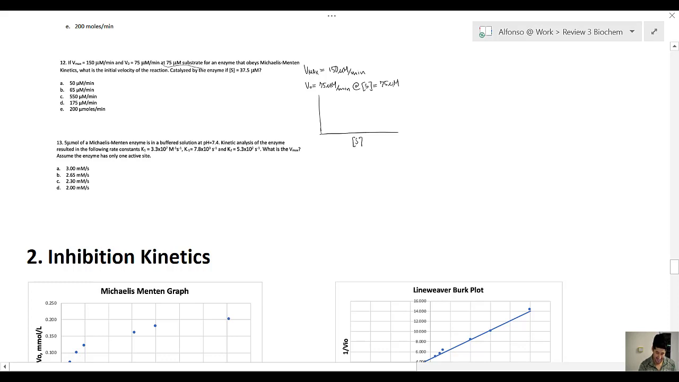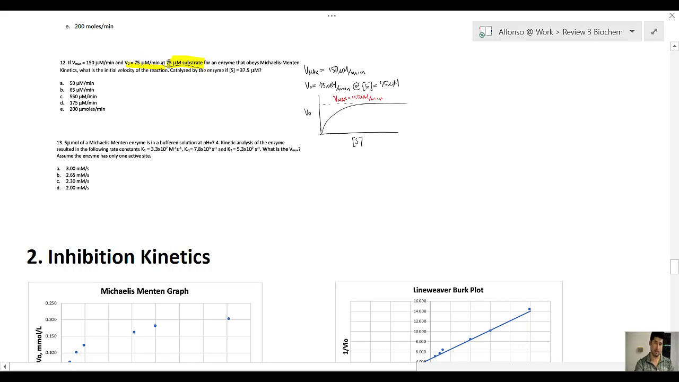If we draw a Michaelis-Menten graph, and you don't have to do this, I'm just showing you because it's good to give you an example. So this is your Michaelis-Menten graph, and this is the curve. Now, what is the name of this upper limit right here? That is called Vmax. So Vmax for this problem is equal to 150 micromolar per minute.